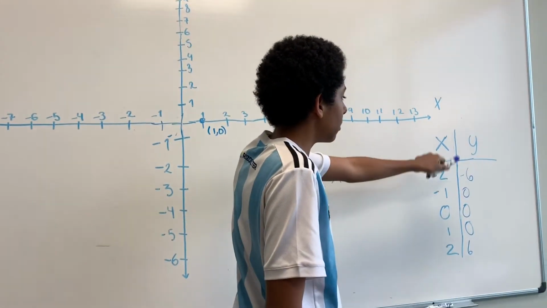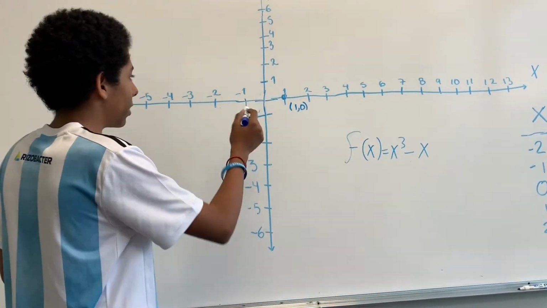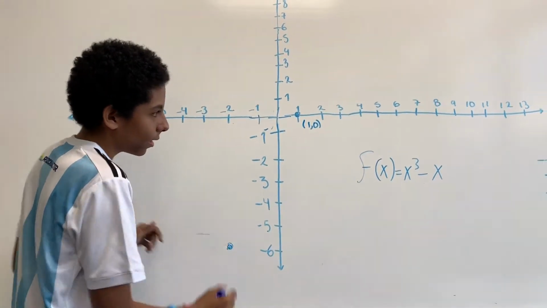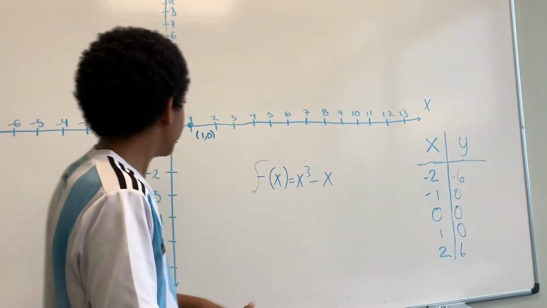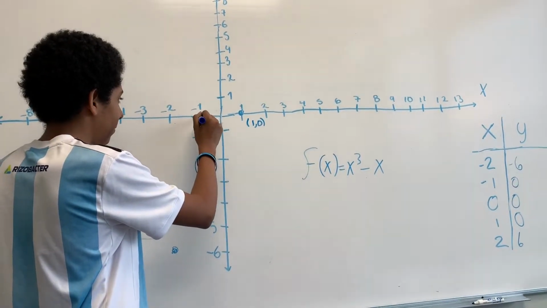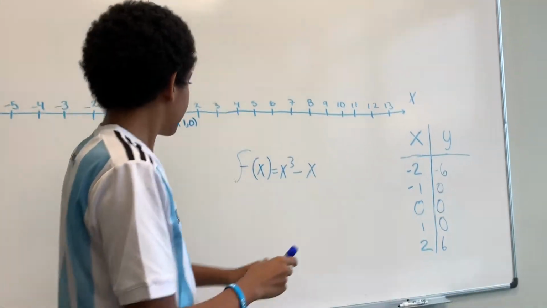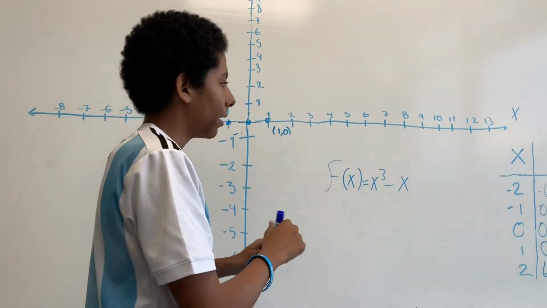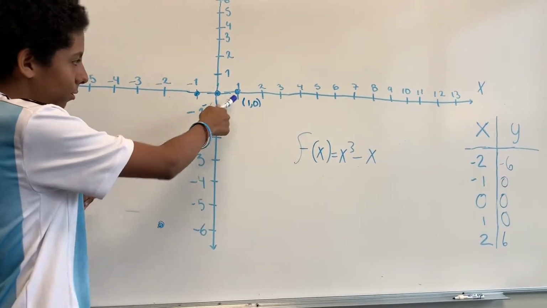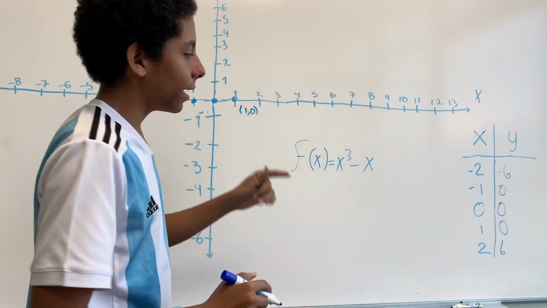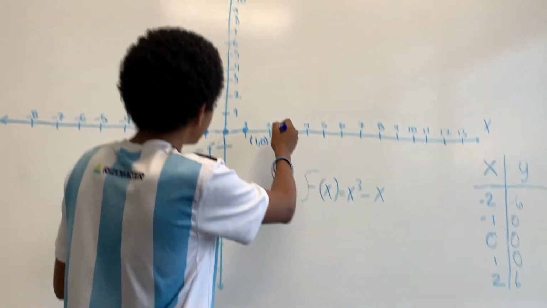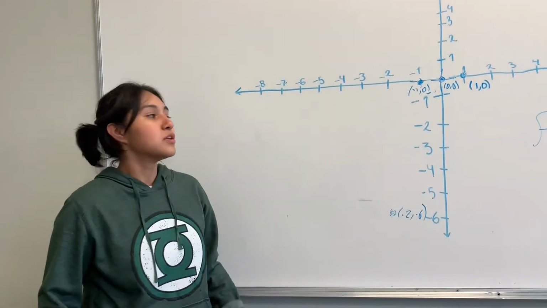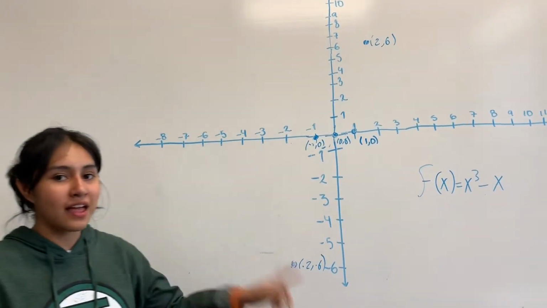At x equals minus 2, y is minus 6, so we have to locate x minus 2, y minus 6. At x equals minus 1, y is 0, so we put it here. At x equals 0, y is also 0. At x equals 1, y is 0, we already have that point here. And at x equals 2, y is 6, so we put it up here. Now, to finish the graph, we have to draw the line.